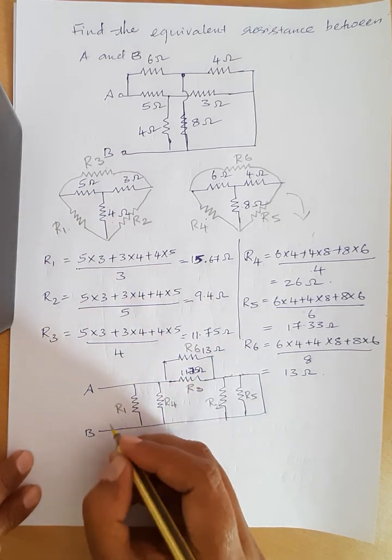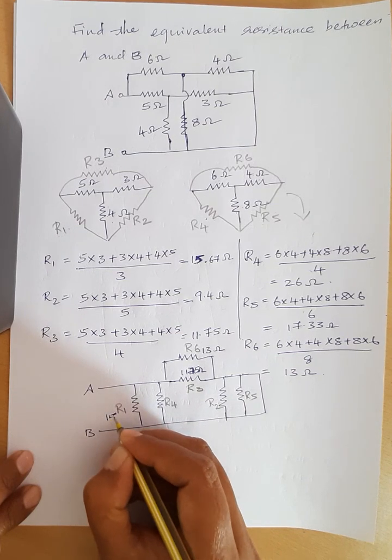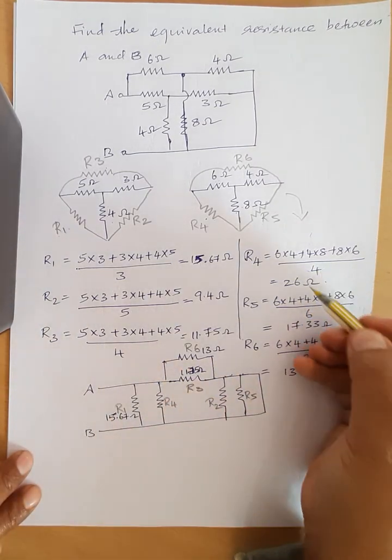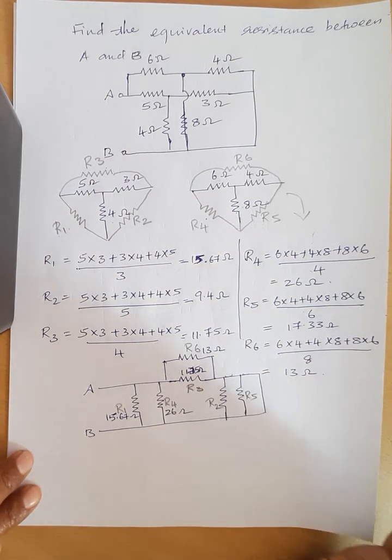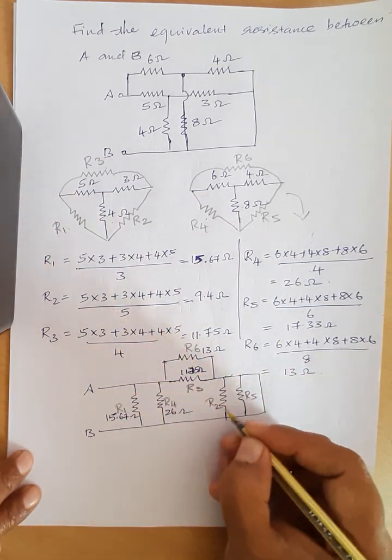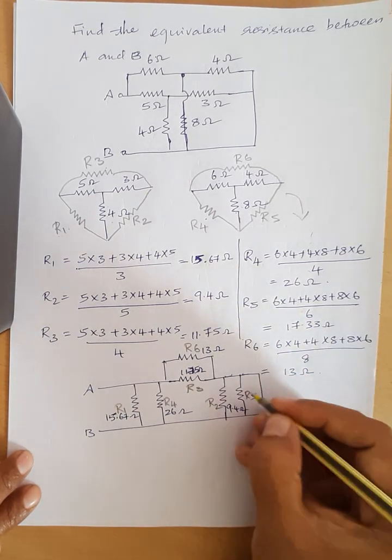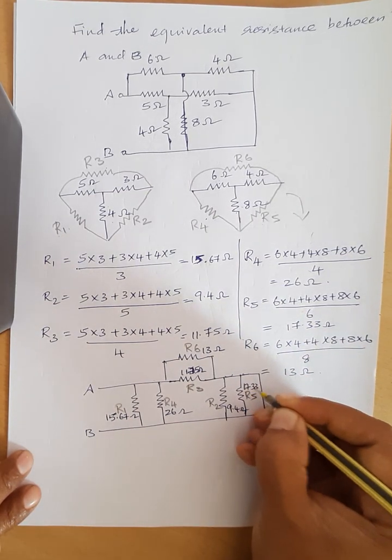R1 is 15.67 ohms. R4 is 26 ohms. R2 is 9.4 ohm. R5 is 17.33 ohms.